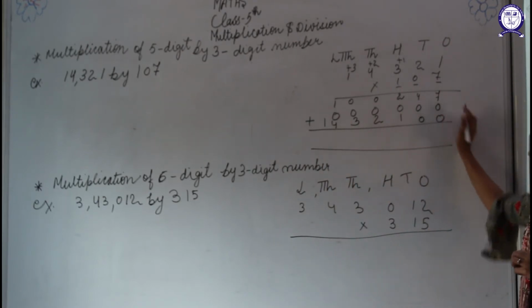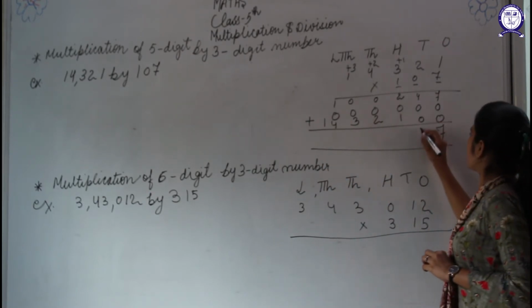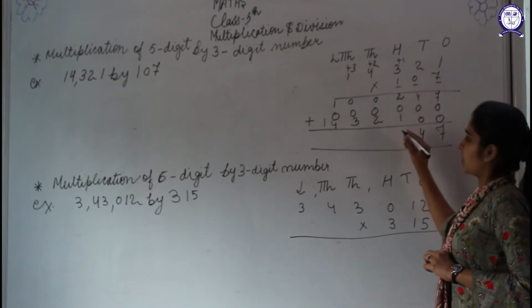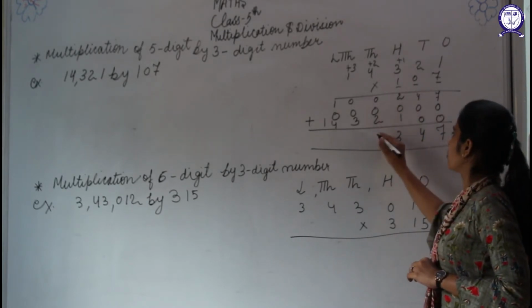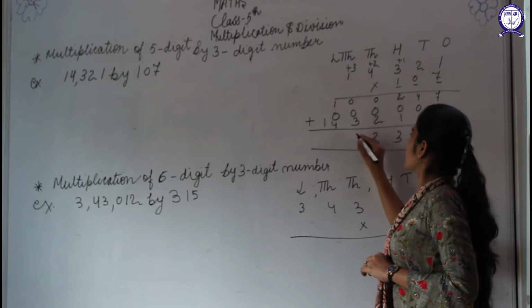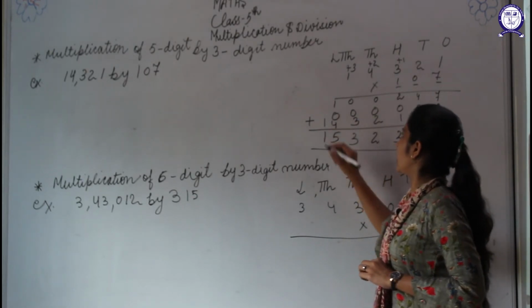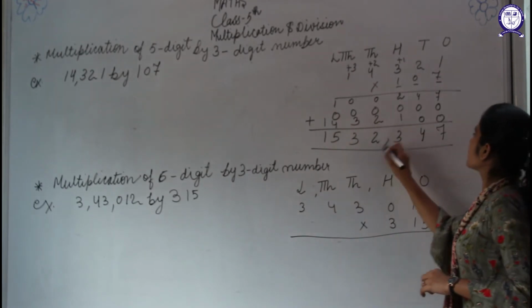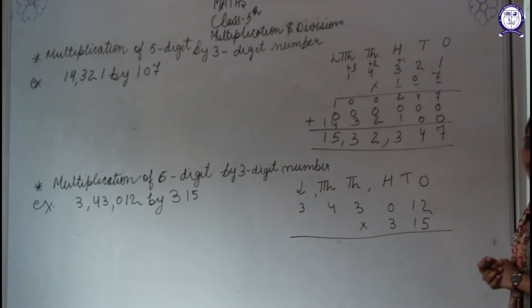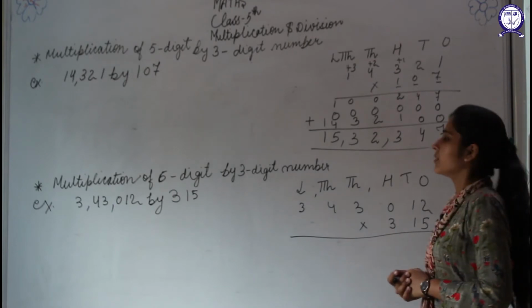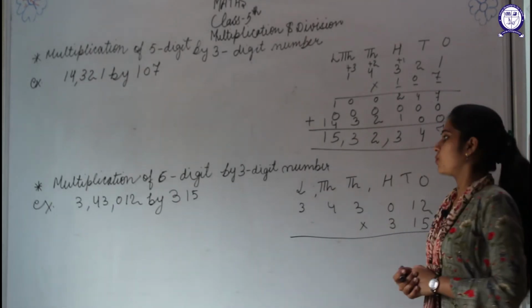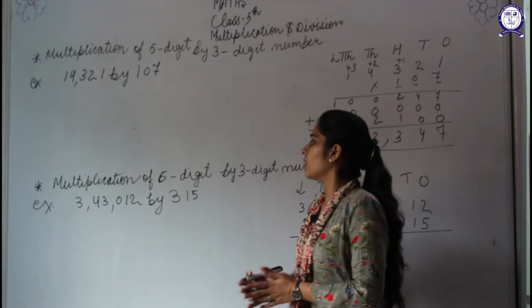7 plus 0 plus 0, 7, 4 plus 0 plus 0, 4, 2 plus 0 plus 1, 3, 0 plus 0 plus 2, 2, 0 plus 0 plus 3, 3, 1 plus 0, 1, 1 plus 4, 5, and 1 as it is. So our answer, or the product, will be 15,32,347 students.